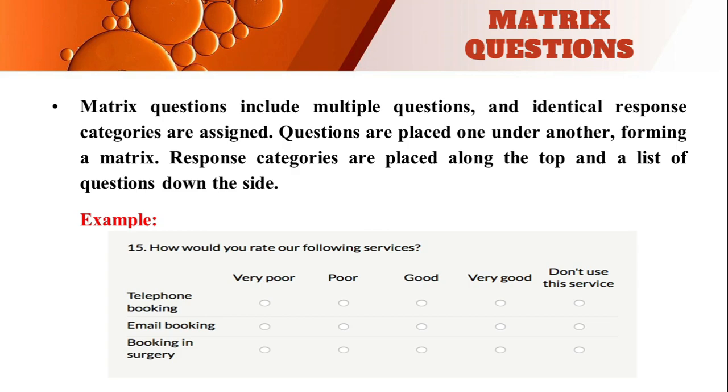So like that, I can give any one opinion about that. Email booking, booking through email. So that will be option I can give good or very good. So like that, the questions will be in the left side. So this is about matrix question.